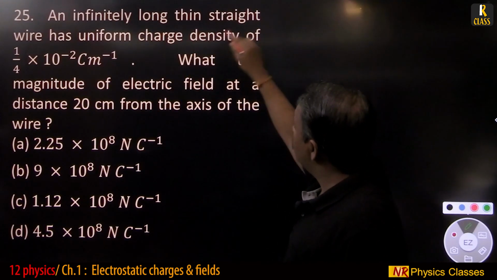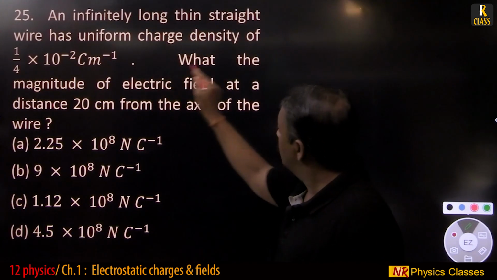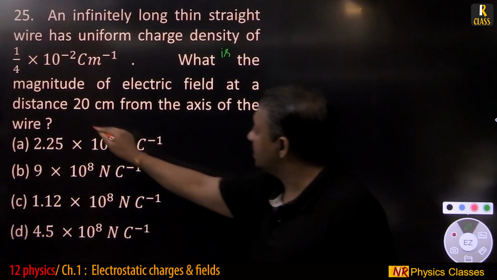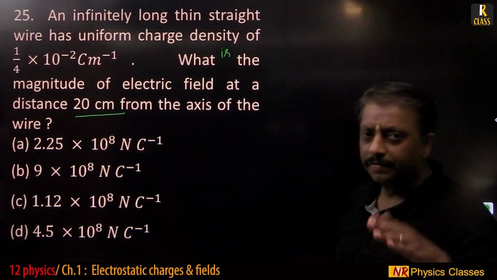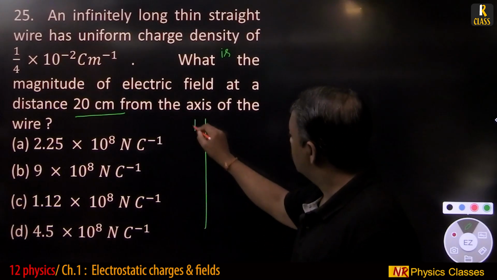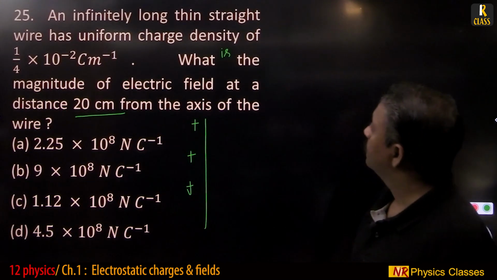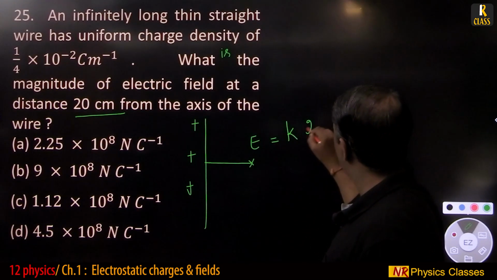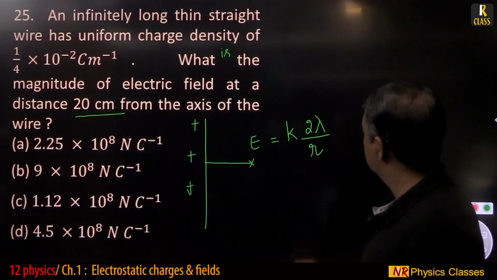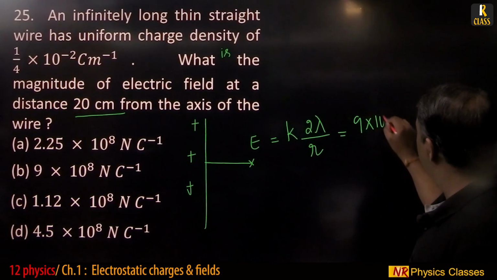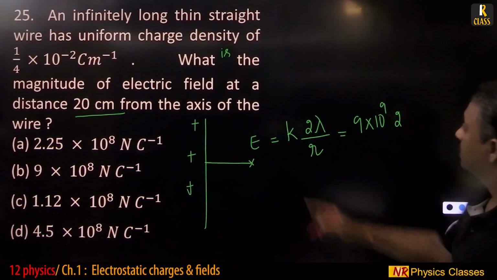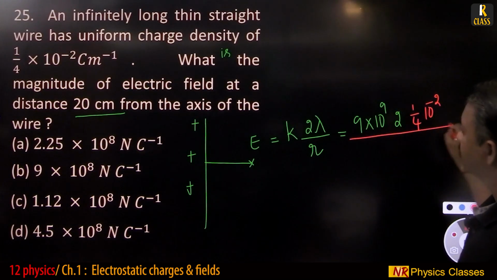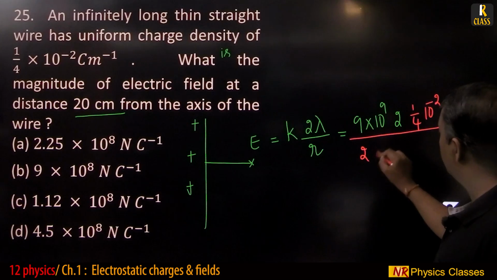An infinitely long, thin, straight wire with uniform charge density. What is the magnitude of electric field at a distance of 20 centimeter? So electric field due to a line of charge. This is the line of charge. Electric field at any point is given by constant times 2 lambda by r. Constant is 9 into 10 to the power of 9. 2 lambda is 1 by 4 into 10 to the power of minus 2, divided by distance 20 centimeter, 2 into 10 to the power of minus 1.